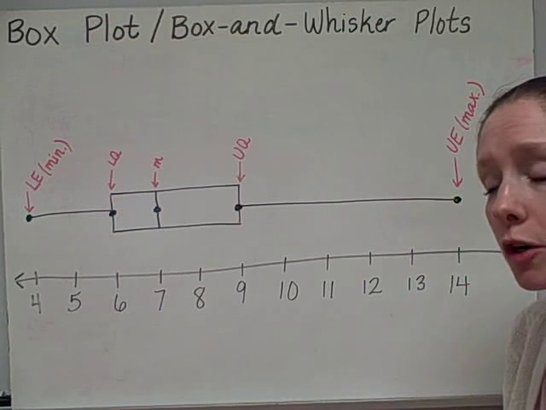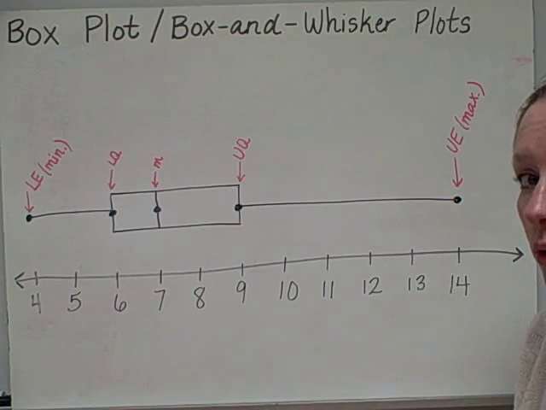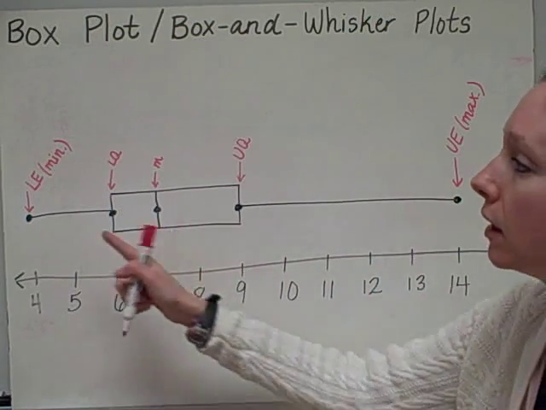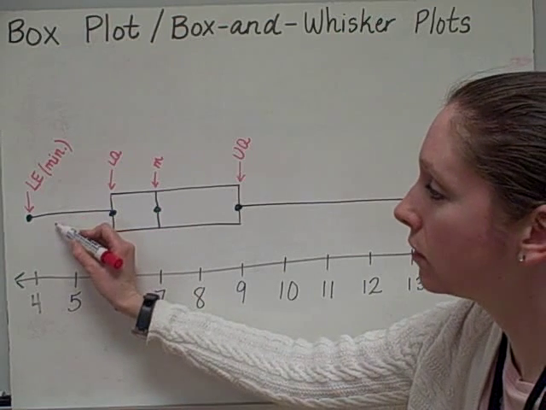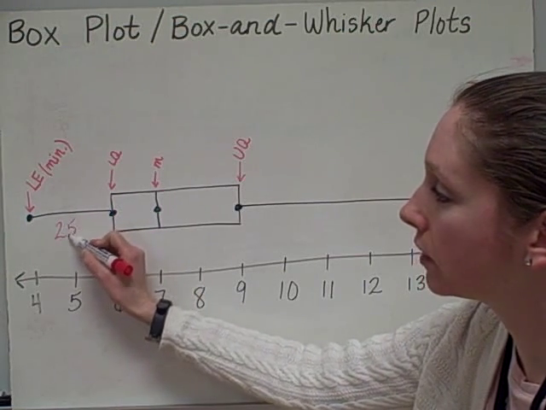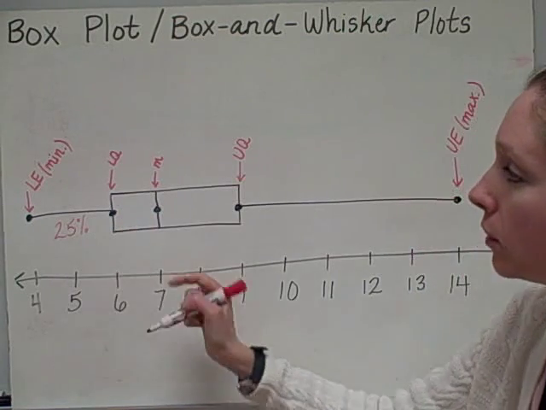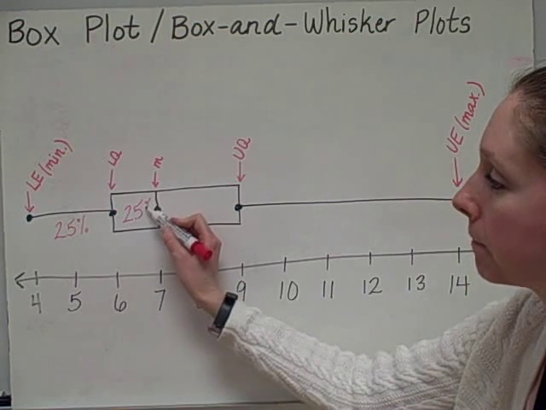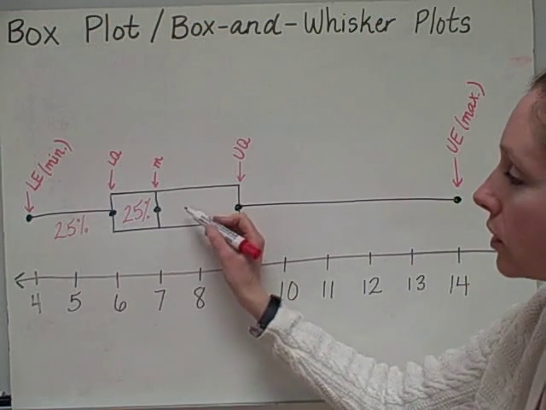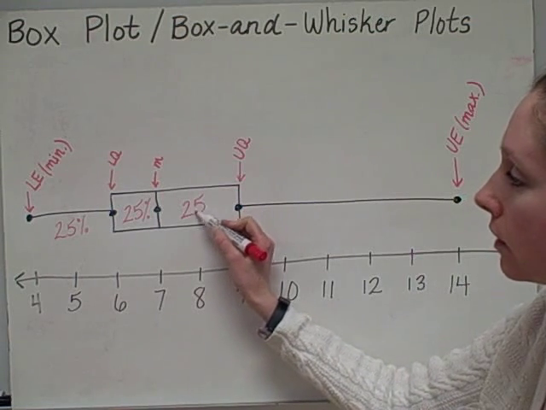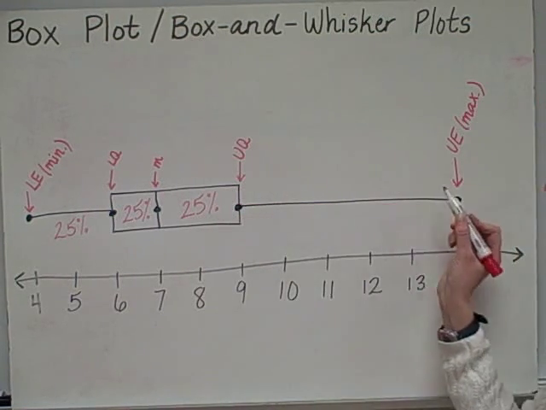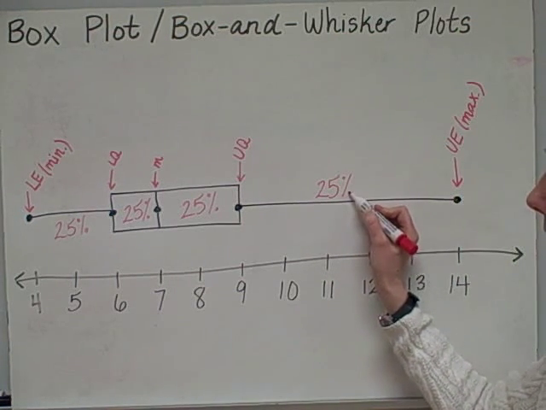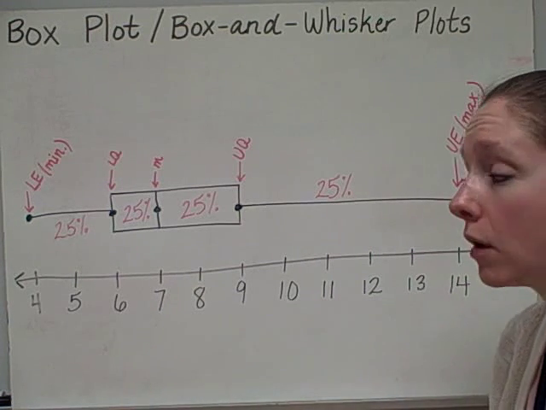What's important about box and whisker plots is that they break our data into four equal parts, meaning no matter how our box and whisker plot looks, between the LE and the LQ, 25% of our data is there. Between the LQ and the median, 25%. Between the median and the upper quartile, 25%. And 25% between upper quartile and upper extreme. Okay, keep these things in mind, guys, as we go through the other slides.